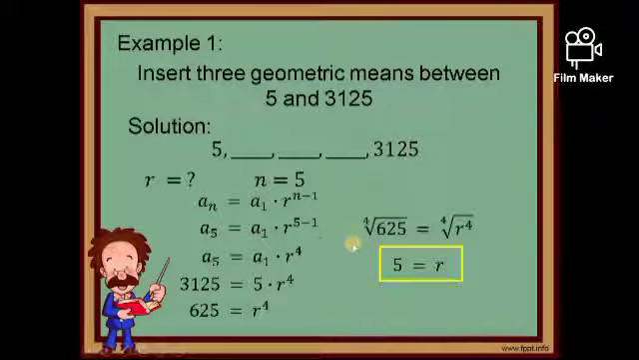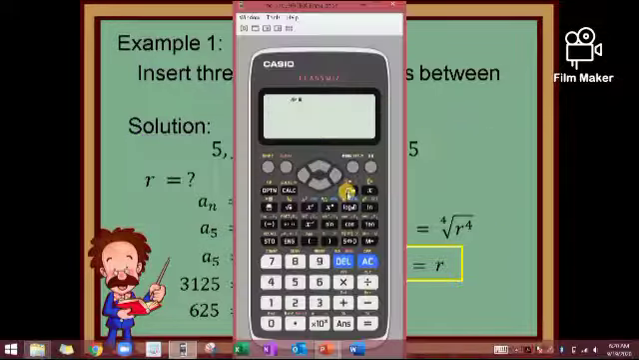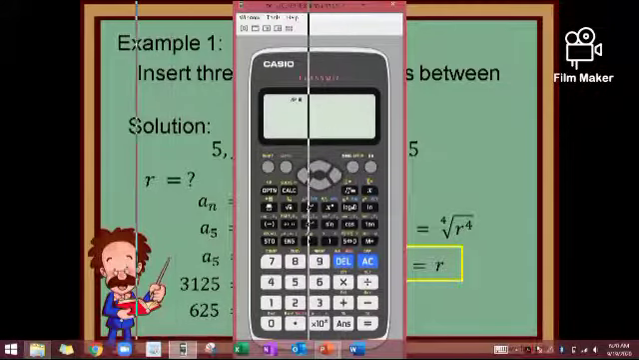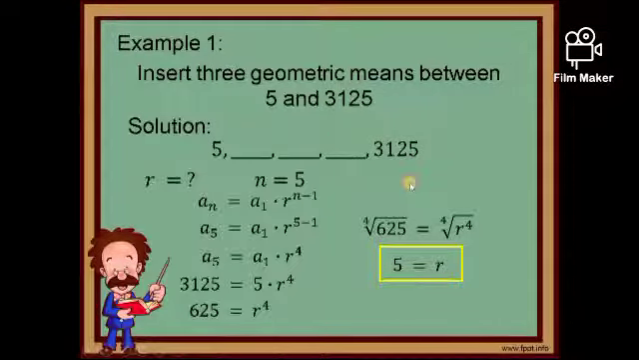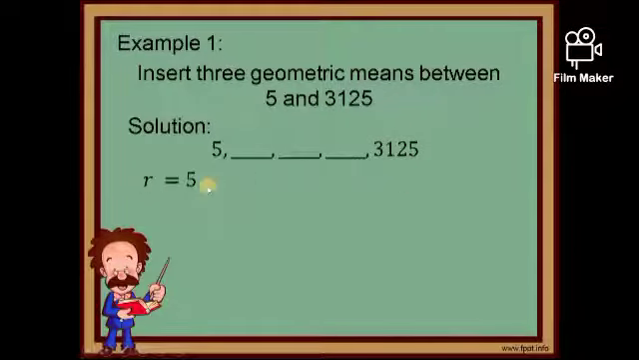Now, let us check using our calculator if this is correct. Okay, so we have the 4th root. 4 is the index, so we have 625 and then the equal sign, and the answer is 5. So we are correct. Let's continue. Now we know r is equal to 5, or the common ratio equals 5. We are now ready to solve for the second, third, and fourth term.